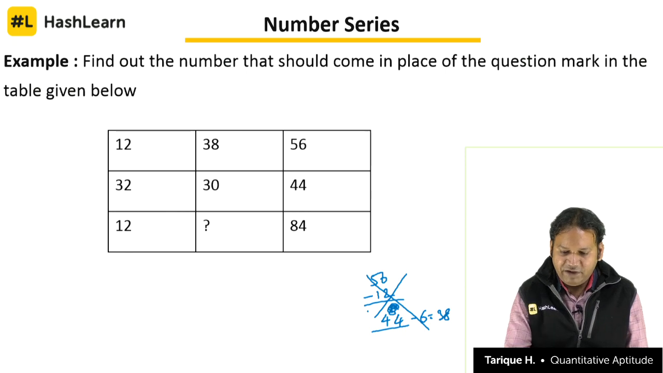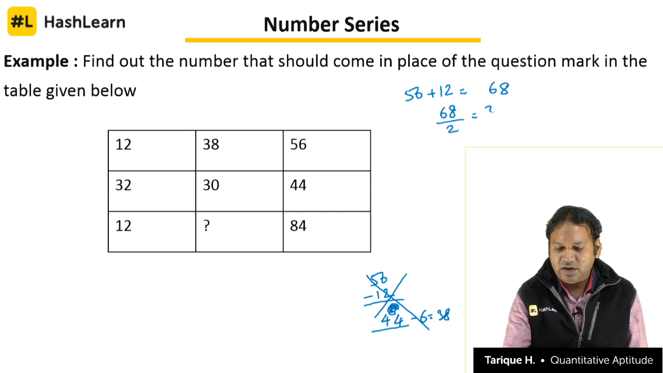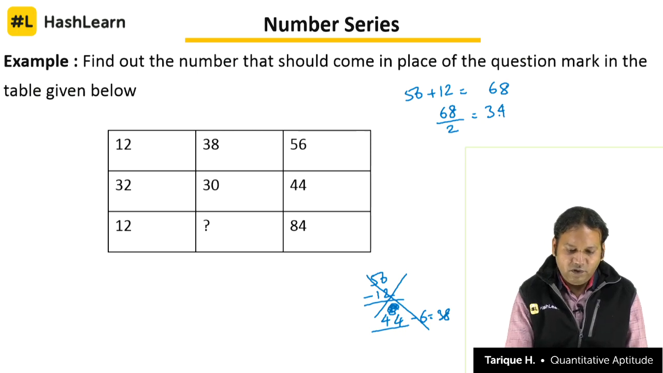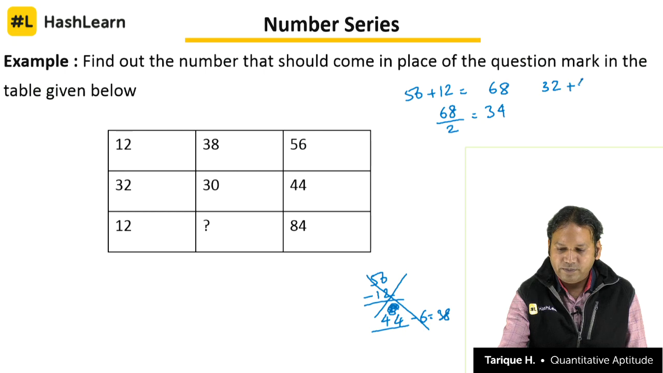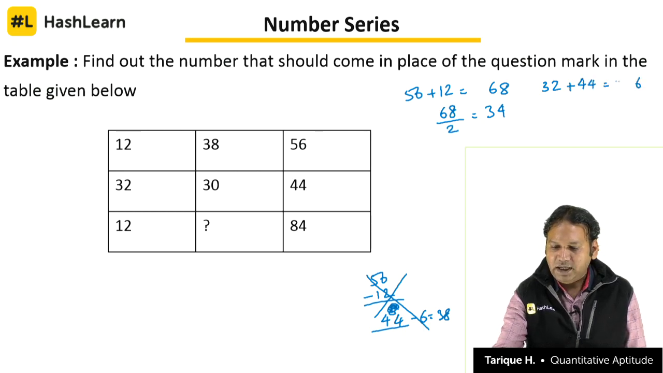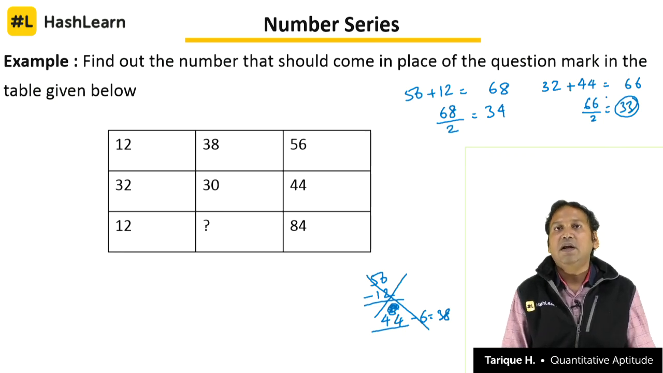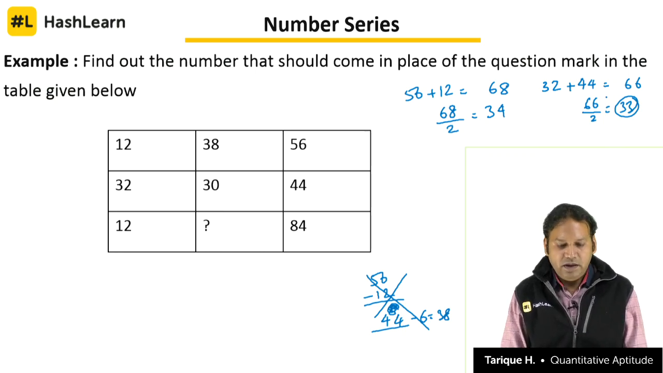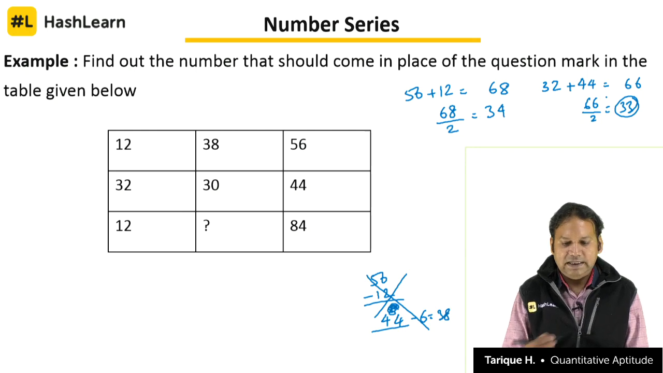We can't even take the average here. 56 plus 12 is equal to 68, and if I take the average of 68 I get 34. 34 plus 4 is 38, but then if I try 32 and 44, the next row, we are getting 6 and 6 and the average 66 by 2, 33, I have 30 here, so it's just not working out with that also. So is this question based on something entirely different?